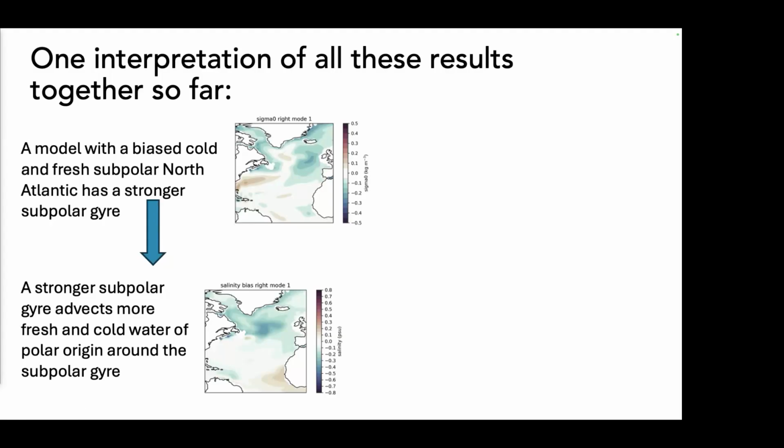So one interpretation of all these results so far is, let's say you've got a model with a biased North Atlantic that's cold in the North Atlantic current region and fresh around it, kind of like what we got in all these climate models. You also have a stronger subpolar gyre as a result of that density pattern. If you have a stronger subpolar gyre, particularly in this northern part, you are going to advect more fresh cold water from this side of Greenland and around into the Labrador Sea.